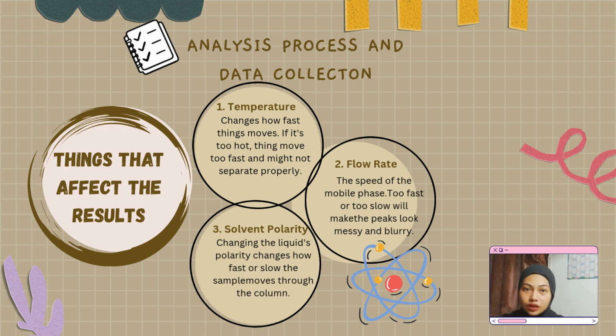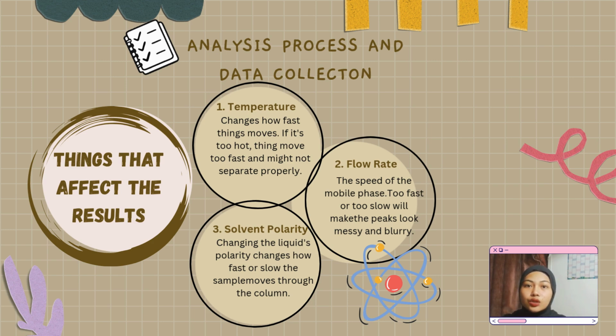Chromatography is very sensitive, so there are a few everyday factors that can change our result. First is temperature. If the system is too hot, everything moves way too fast and the components will not separate nicely. Second is flow rate. If it's moving too fast, the sample does not have time to separate. If it is too slow, the peaks on our graph will look wide and flat instead of sharp.